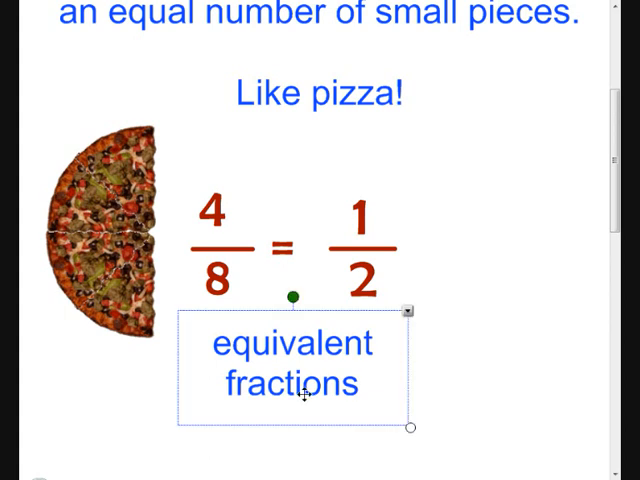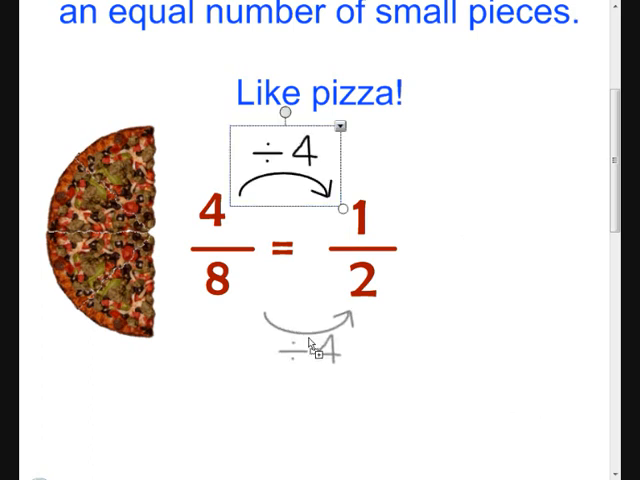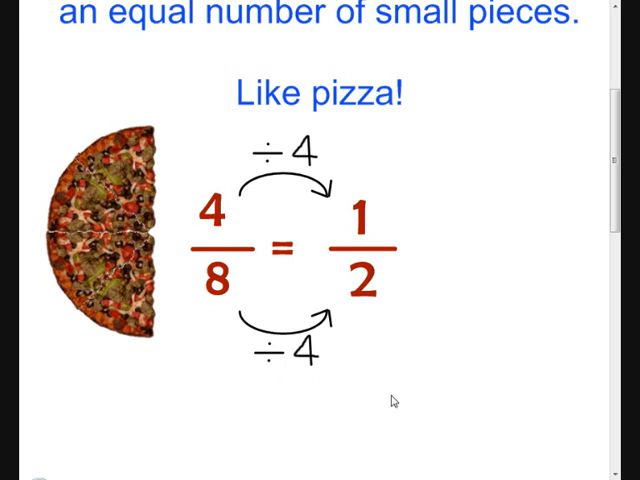And if you wonder how we turned 4/8 into 1/2, this is it. You look at the top number and the bottom number and try to find a number that will divide evenly into both the top and the bottom without any remainders. And in this case, 4 is that number. Divide the top by 4 and you get 1. Divide the bottom by 4 and you get 2.